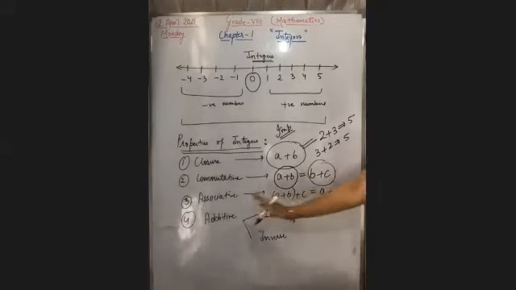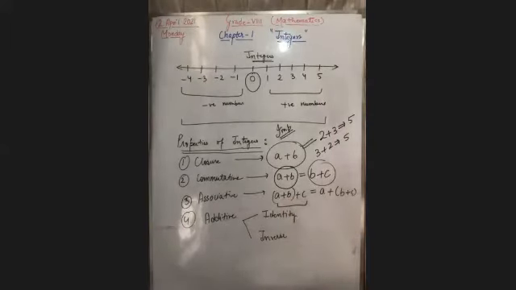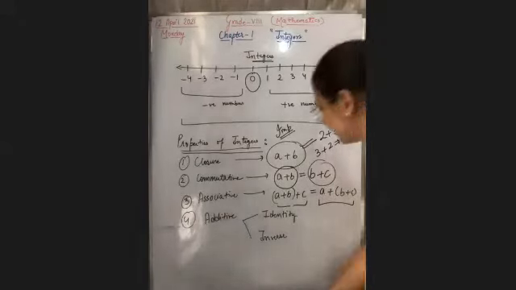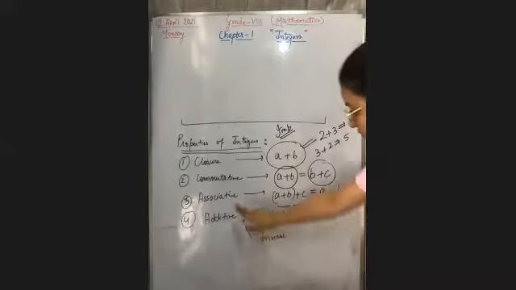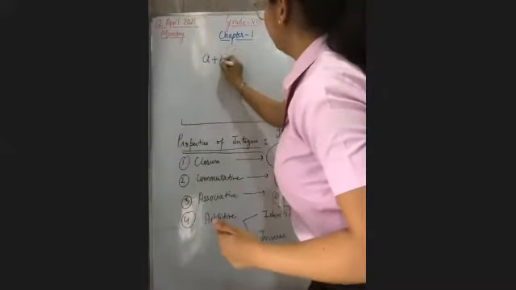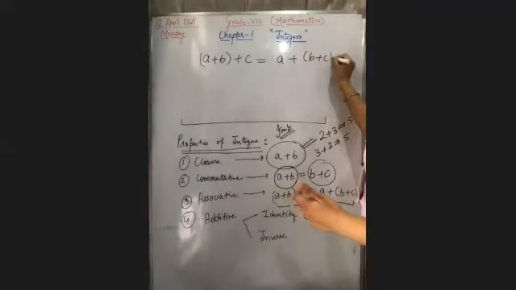Okay, now next is the associative property. What they're saying in associative property is, if you are going to add a plus b plus c, you have to solve the bracket first, a plus b, and then add the third number. Your answer will be exactly equal if you solve the other bracket and then add a to that. Let me write here. This is the associative property. It is saying that (a plus b) plus c is always equal to a plus (b plus c). What is the meaning of this?